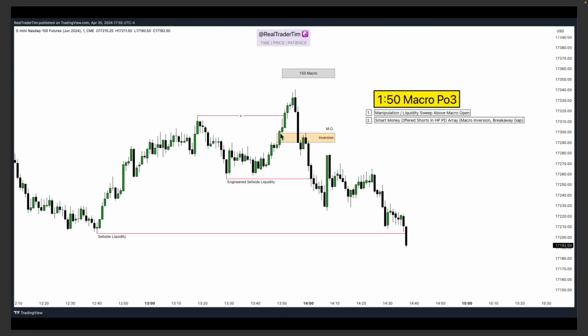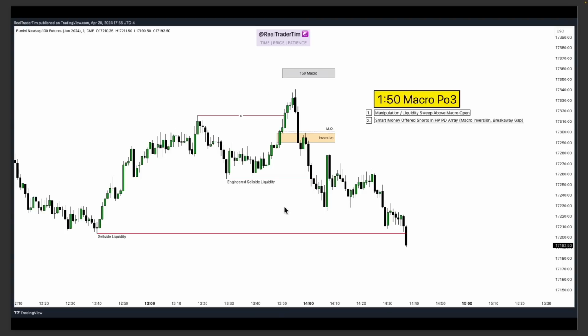And at the start of the macro, what are we doing? We're going above that macro opening price, running buy side liquidity, and then we start to see macro signatures. Okay, this is a macro inversion. By extension, this large SIBI here that is not charted for clarity purposes, does it get filled all the way? No, it's a breakaway gap. And we understand that because of the macro inversion. Bodies respect the macro inversion. We wick to the high, then we start to displace lower.